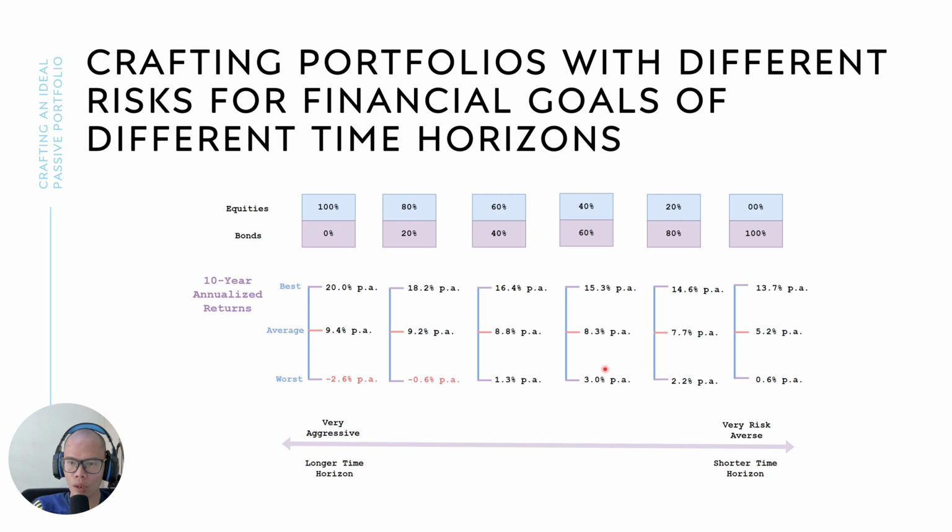So depending on your time horizons, you can have different kinds of portfolios. The equity heavy one is more aggressive. The bond heavy ones are more for people who are more risk averse, but also when their time horizon is shorter, versus a longer time horizon. So these are some handles that you can have when you're planning for your financial goals.